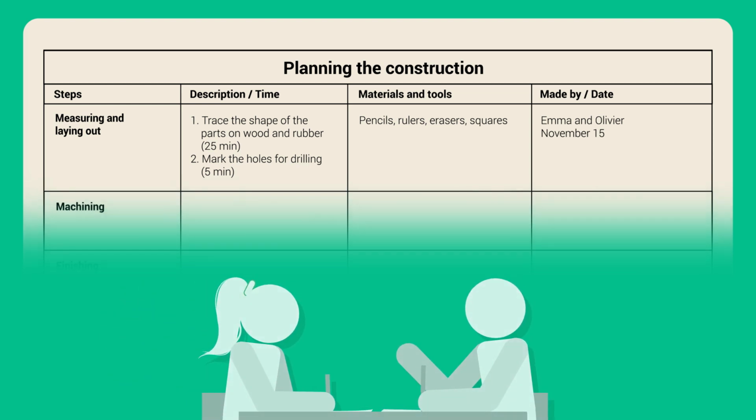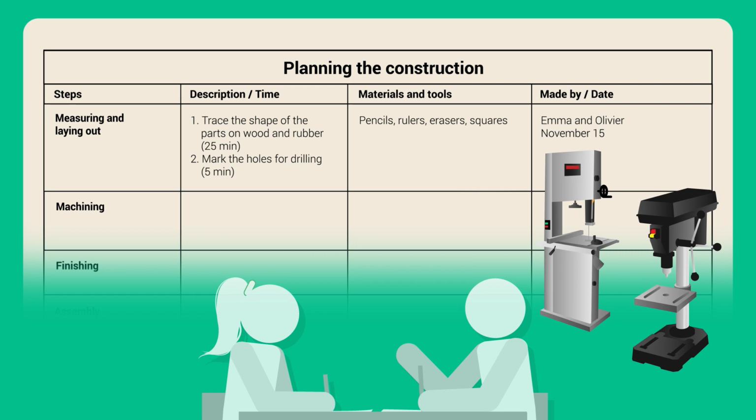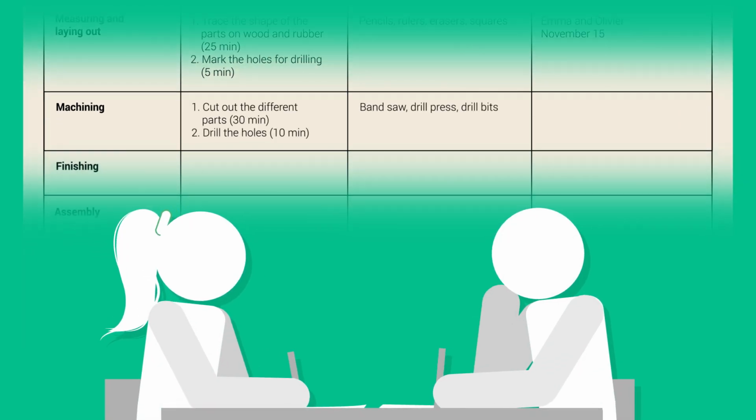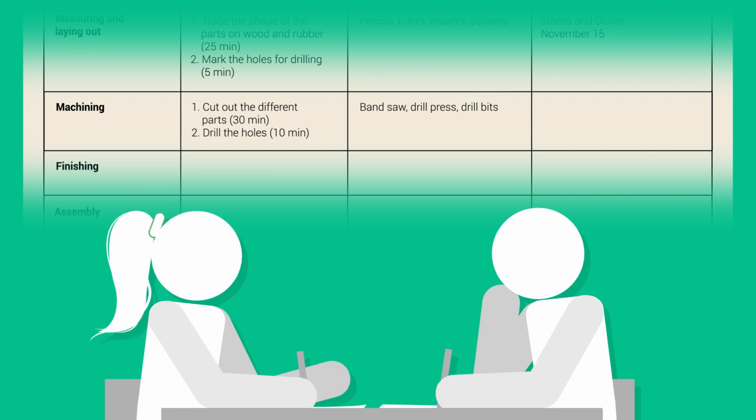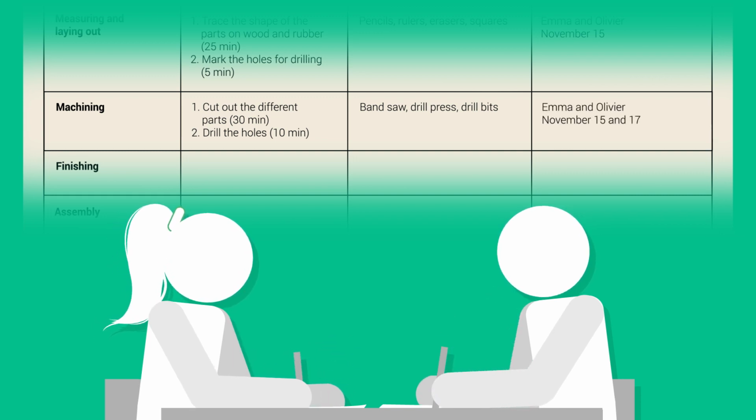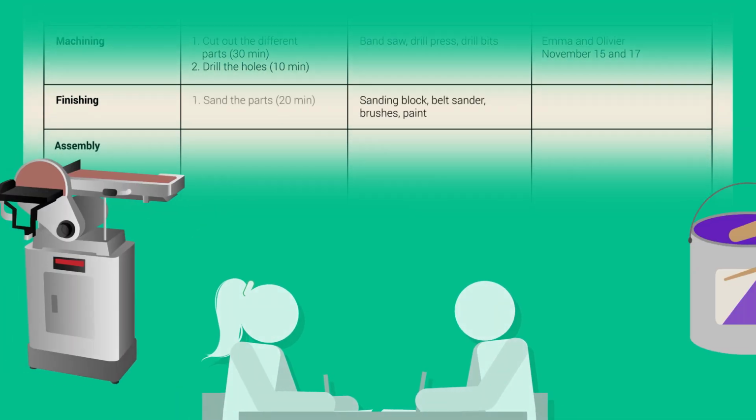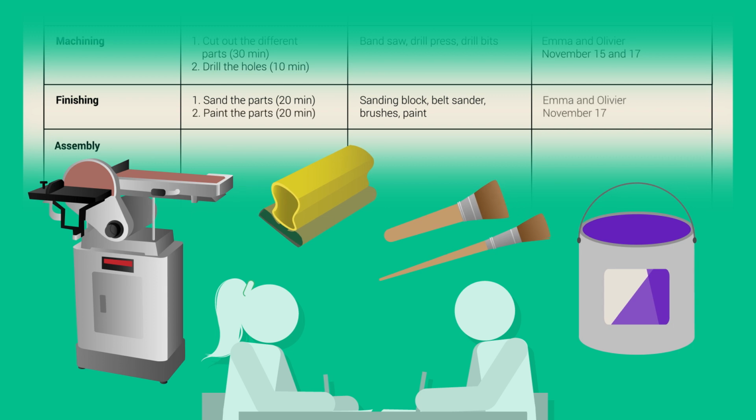The second step is machining. It is the step when we form the object's components. It is when we have to cut out the parts and drill the holes. Since we planned at least 30 minutes for cutting, we could do it together. Perfect, then we can drill the holes. The third step is finishing the parts. During this step, we can, for example, sand and paint the parts.